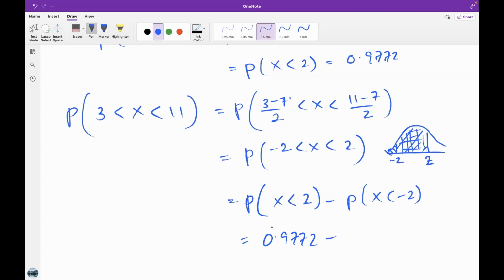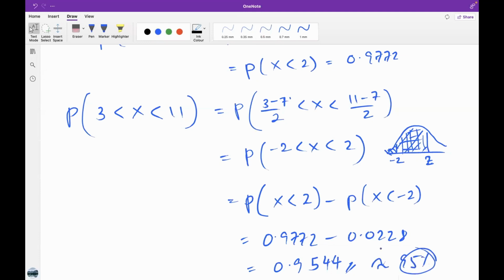So 0.9772 minus 0.0228 will give you a value of approximately 0.9544. So this is approximately 95%. The question has a different thing, but that is how it is.